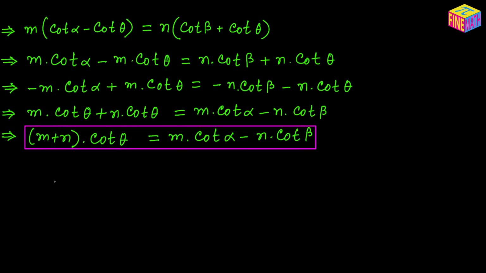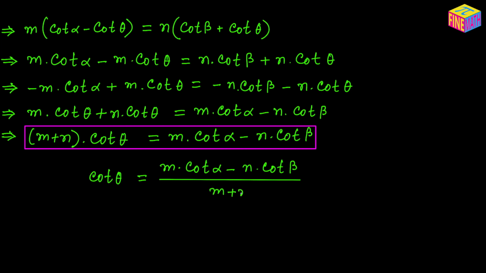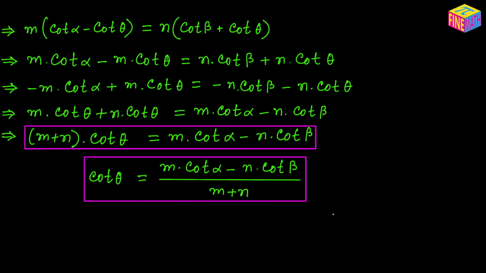And also sometimes you will see that this is being written as cotangent of theta is equal to m times cotangent of alpha minus n times cotangent of beta over m plus n. Both of them are the same thing actually, there is basically no difference, just the look and feel is different.